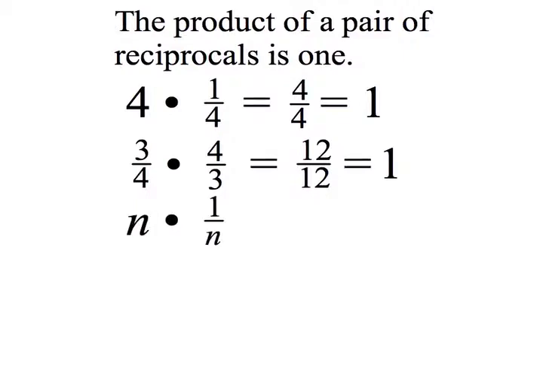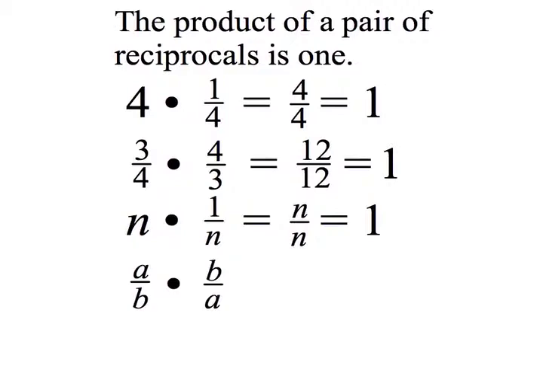And here's n and 1 over n. n times 1 over n is n over n. And in lowest terms, a number over itself is equal to 1 as long as the number is not 0. So n can be any real number except 0.